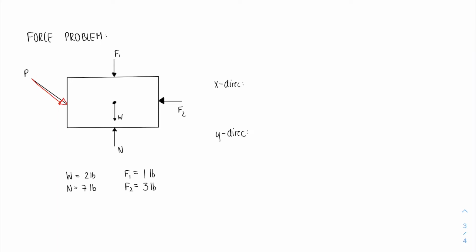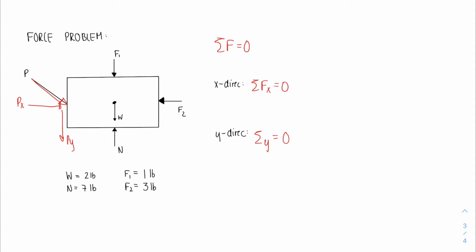And then let's divide it, since we don't really know if there'll be an angle, let's divide it into Px and Py. Okay, so in order for this to stay in equilibrium, we know that the sum of the forces must equal 0, which means that the sum of the forces in the x direction must equal 0, and the sum of the forces in the y direction must also equal 0.